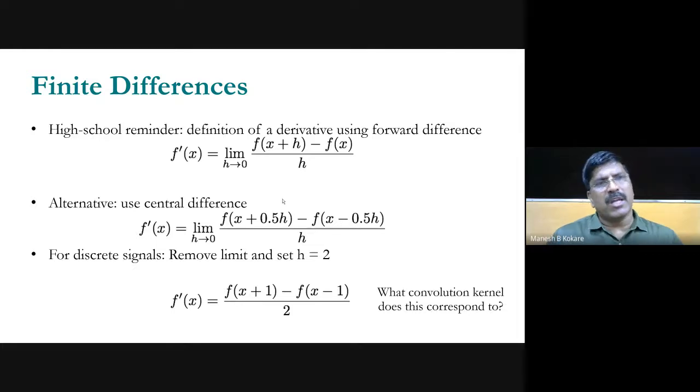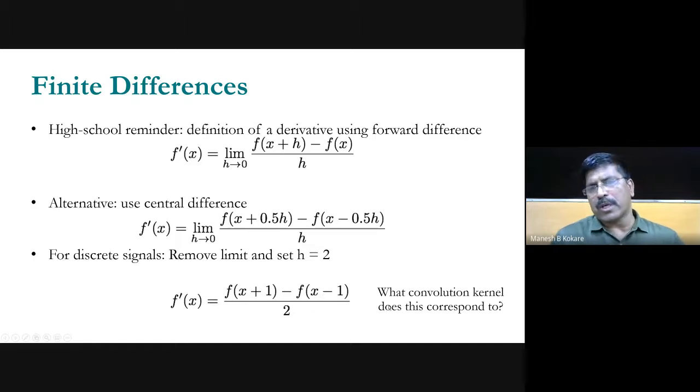Similarly, we can have alternative differences also, for example f(x plus 0.5h) minus f(x minus 0.5h) divided by h, using the central difference theorem, or using the definition of derivative with forward difference, which we have seen earlier. This is by using central difference. For a discrete signal, remove the limit and set h equal to 2. Basically you will get f'(x) equal to f(x plus 1) minus f(x minus 1) divided by 2.